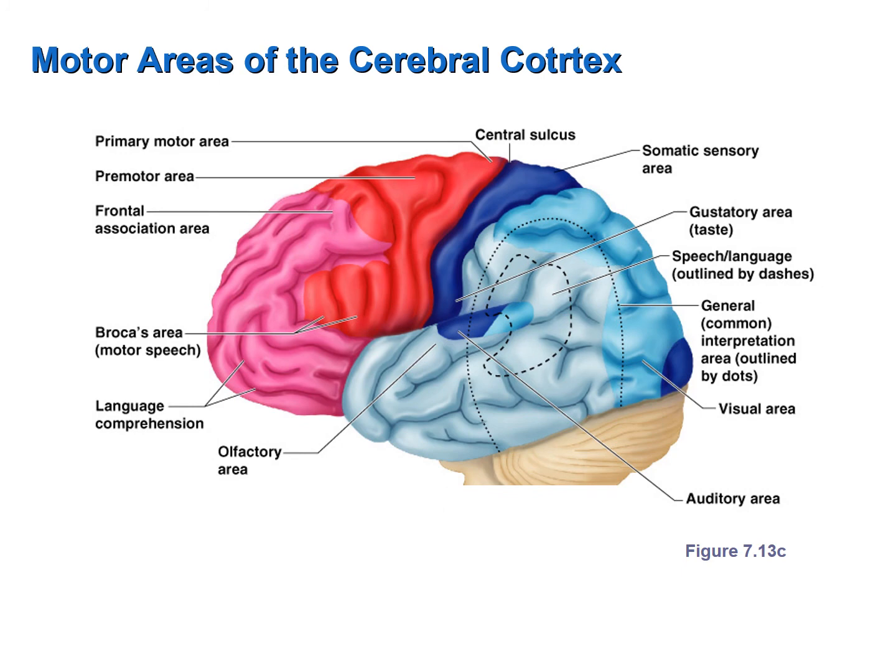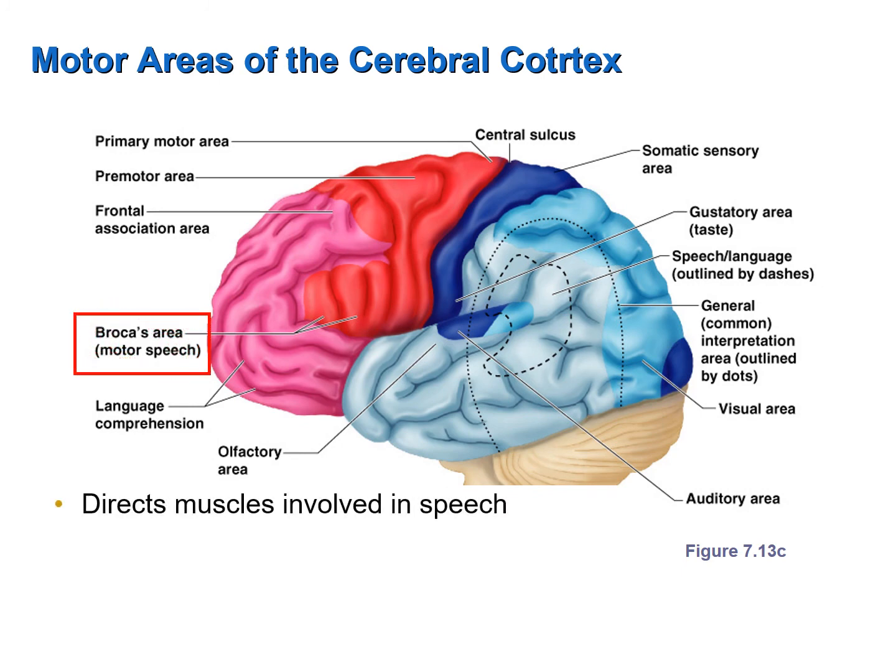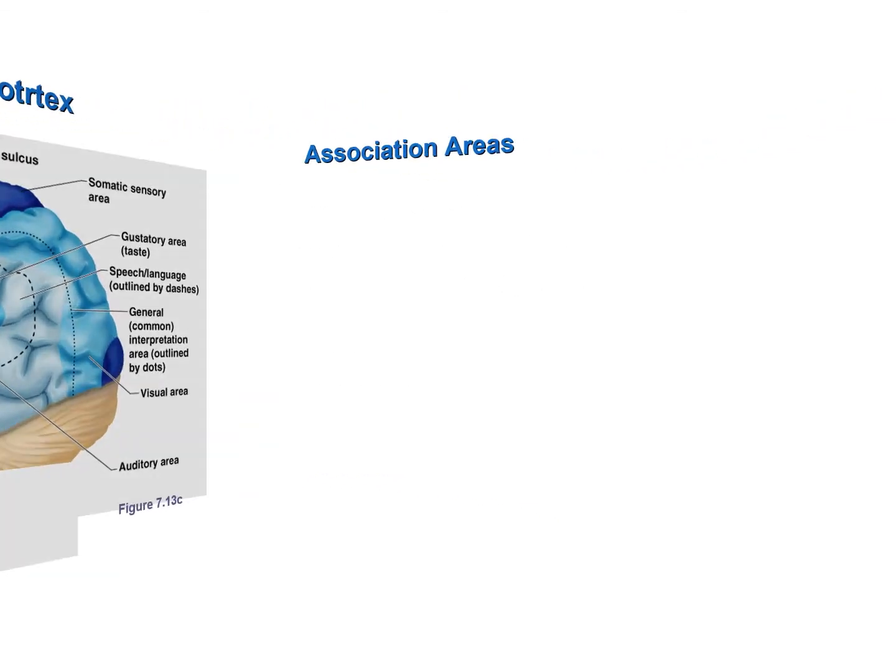I do want to point out one specific motor area, and that is Broca's area. Broca's area, which is located on the frontal lobe, is responsible for controlling muscles that are involved in speech. An individual who has damage to Broca's area can think about what they want to say, but they have problems physically pronouncing the words. This is also called motor aphasia or Broca's aphasia.